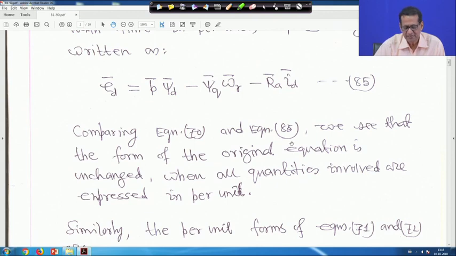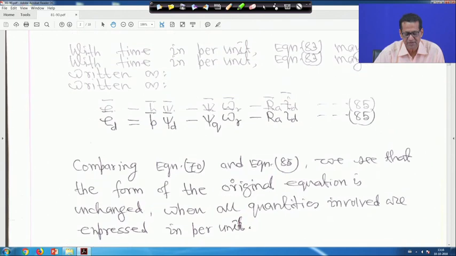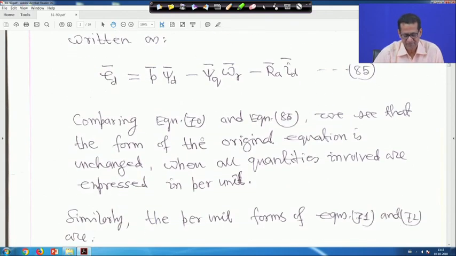Compare equation 70 and equation 85. You will see that the form of the original equation is unchanged when all quantities involved are expressed in per unit. In equation 70 also, Ed is equal to P psi d minus psi q omega r minus R a I d. In per unit also it is like that, right? Ultimately the equation is unchanged, only in 70 you have to consider all the real exact values, and here they are dimensionless, that's all. Otherwise the expressions remain the same.